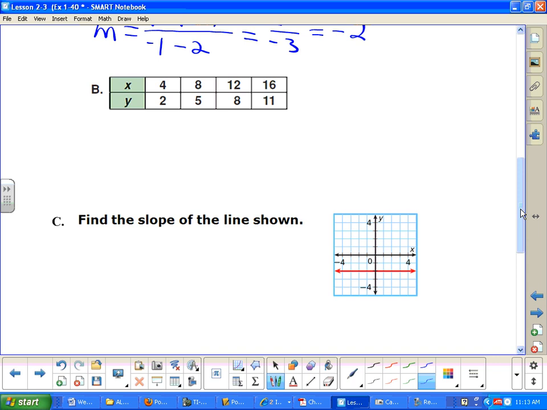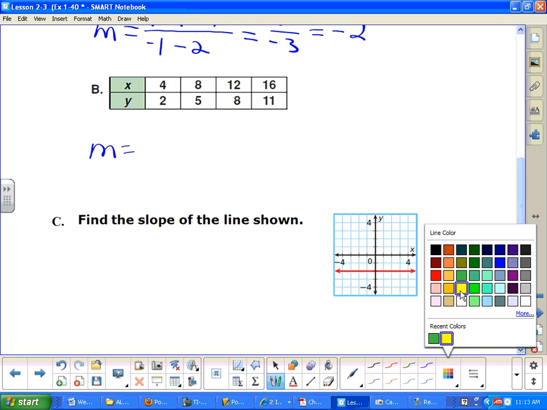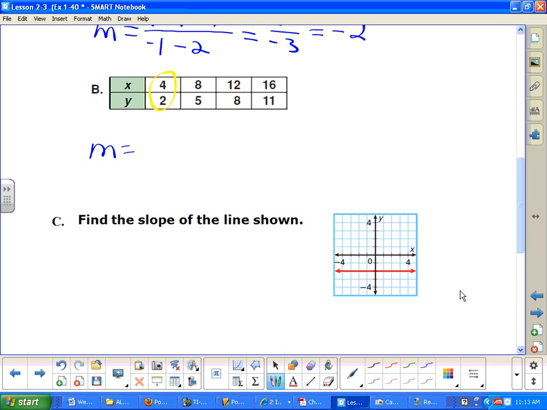So letter B. Here we have 4 points. Doesn't matter what 2 points we choose. No, it doesn't. I can pick any 2 points since they're all on the same line. Then the slope between any of those 2 points is going to end up being the same. So, Alex, which 2 points should we use here? Okay, so we're going to use 4, 2, and what other one? Because we need 2 of them. 16 and 11, okay?